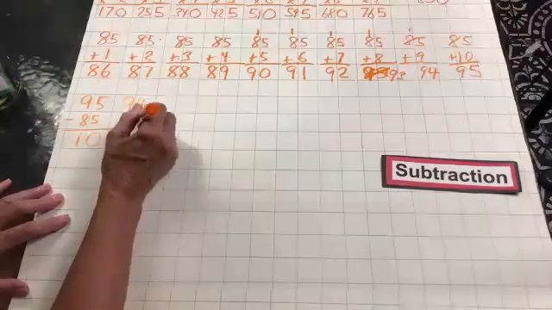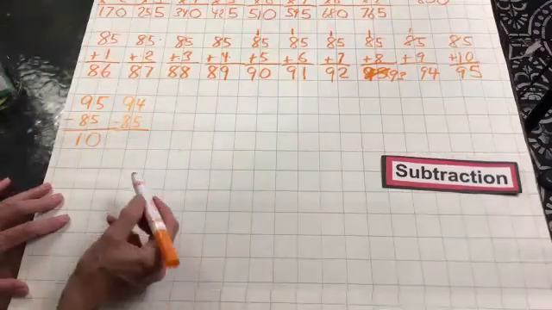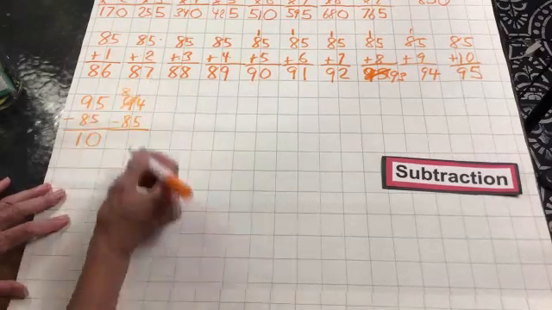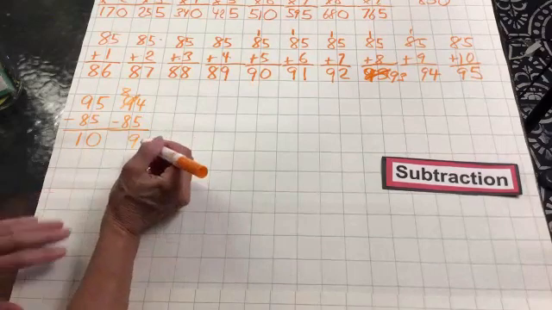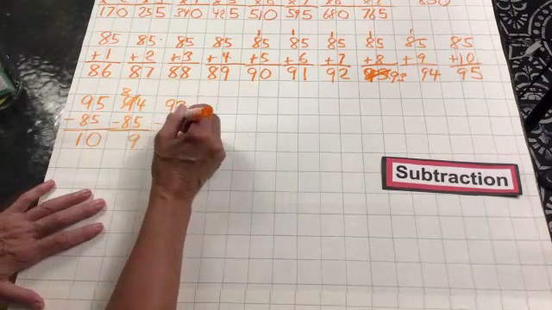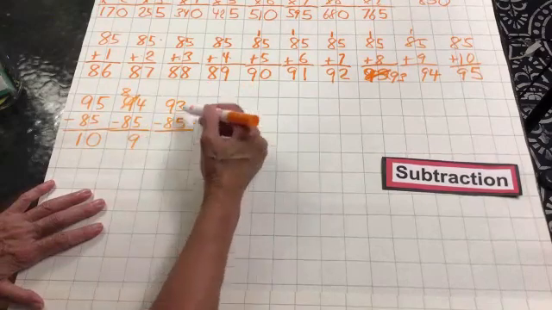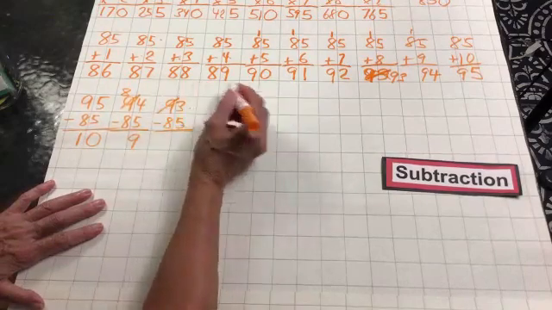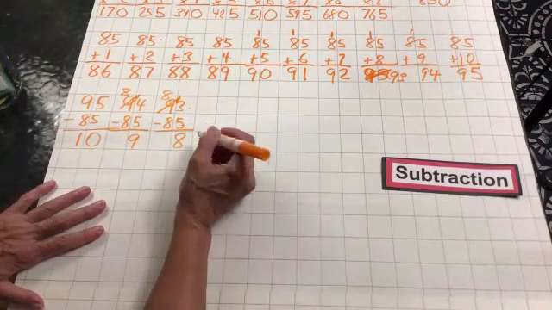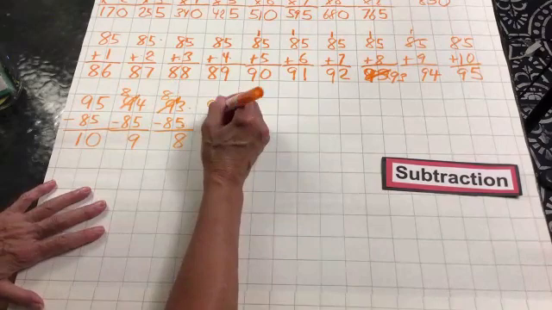94 minus 85. 5 from 4 cannot do. Borrow from the 9, leaving 8, making that 14 minus 5 is 9. 8 minus 8, nothing. 93 minus 85. 5 from 3 cannot do. Borrow from the 9, leaving 8, making that 13 minus 5 is 8. 8 minus 8 is nothing.